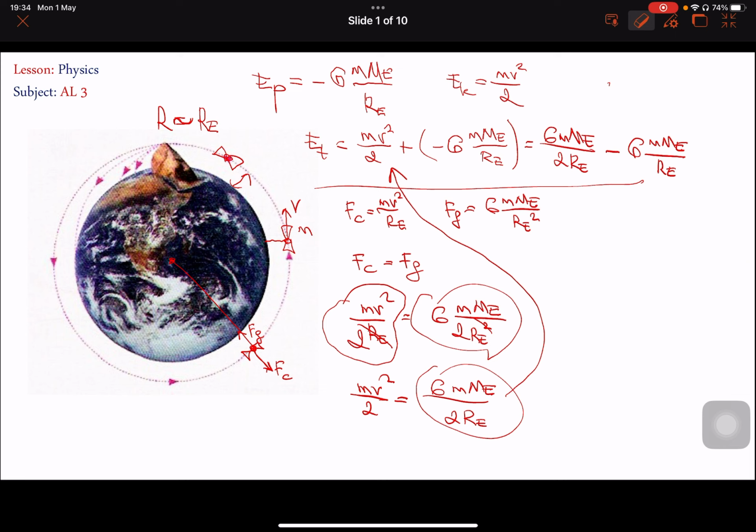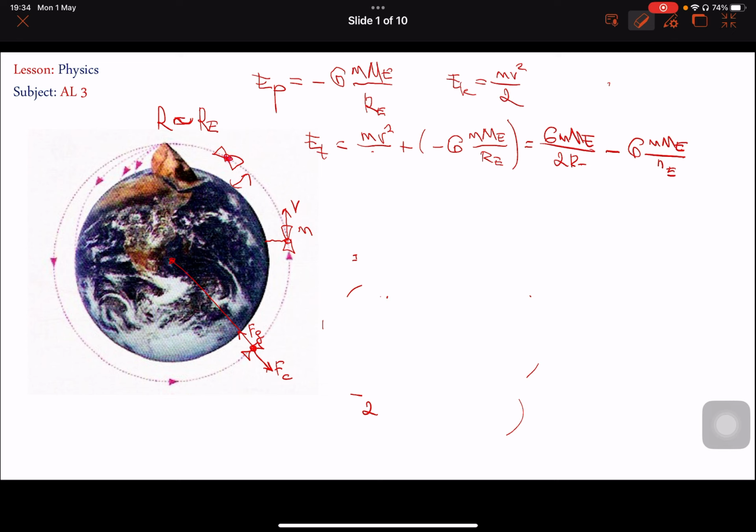sorry, let me write it here. Now my total energy will change completely because I have the 2 here, and the radius of Earth and the radius of Earth. So I have here the half. So that's why the total energy that my satellite has is half of the potential energy: minus G times the mass of Earth, the mass of the satellite, of course, over 2 times the radius of Earth.